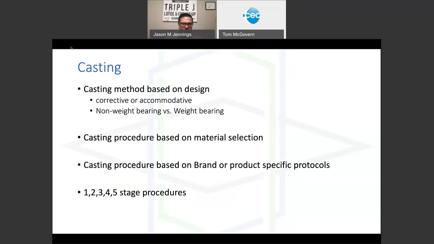And then I think sometimes we make a choice based on what materials we're going to make our brace out of as to how we cast our patient. And then sometimes we cast our patient in certain ways based on the brand specific products that we're going to use. And there's a variety of techniques that people use. Some of them have one stage. You just start at the top or start at the bottom and do the whole thing in one and try to hold everything together. Or you might do a 2, 3, 4, 5 stage cast.